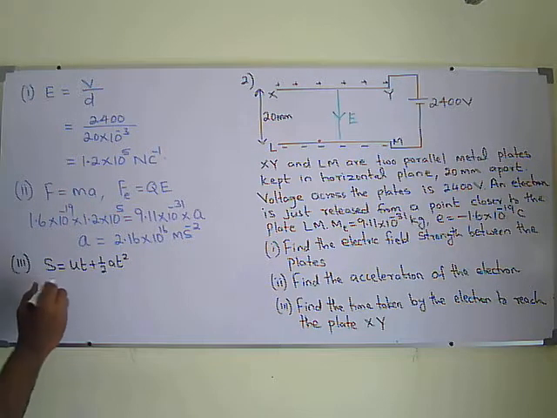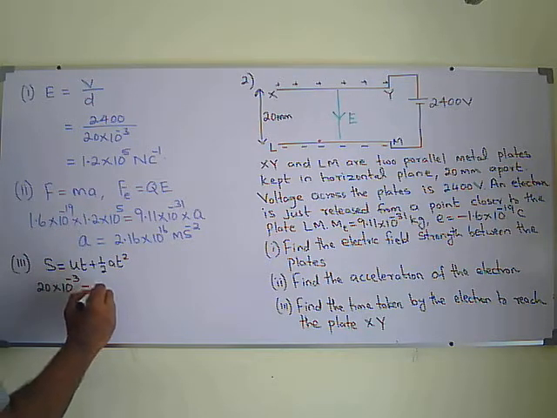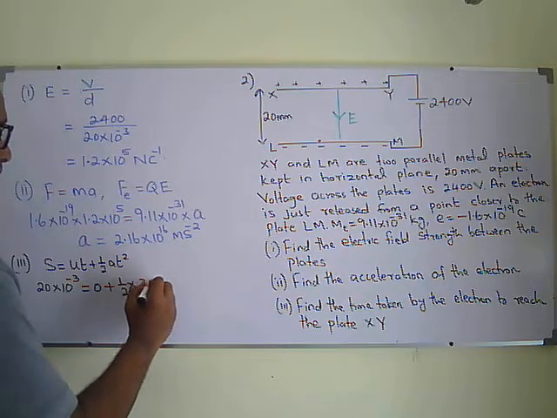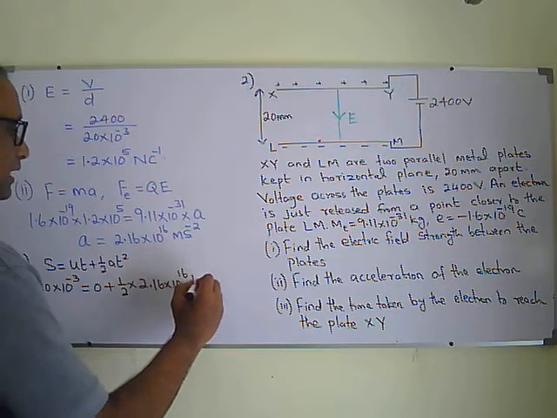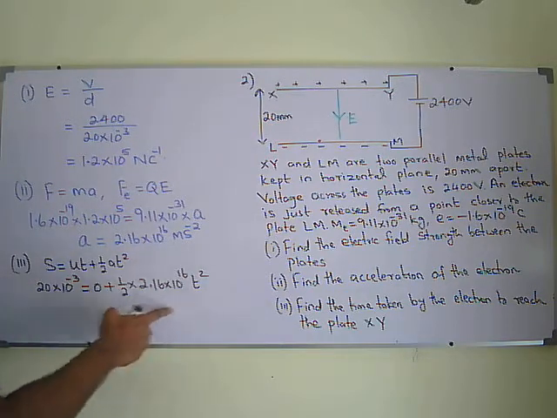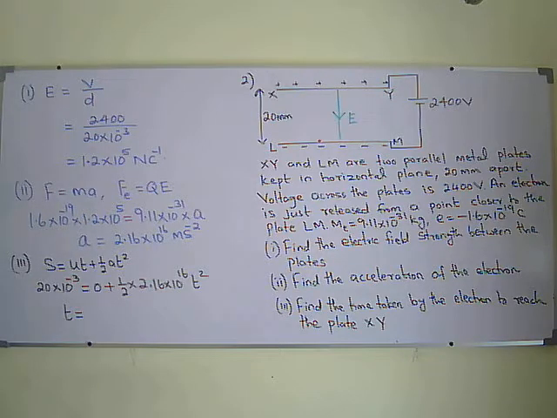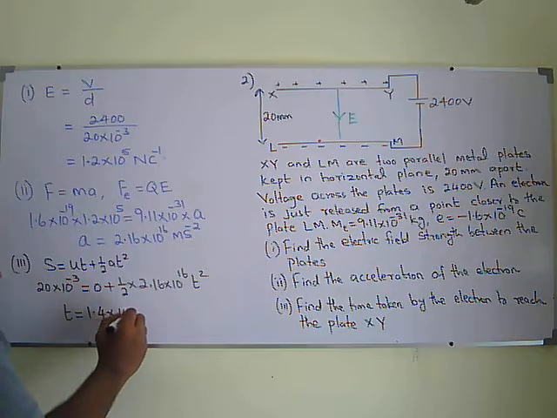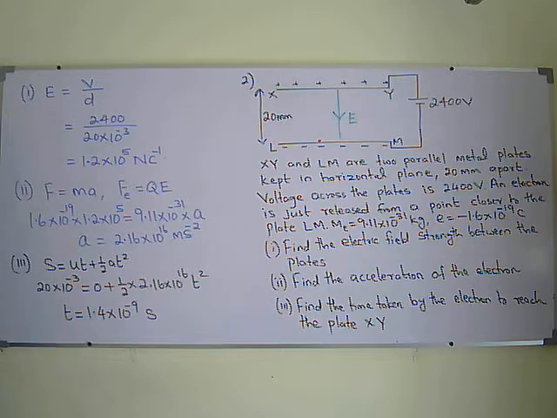So S is 20 millimeters, 20 × 10^-3. Initial speed is 0, and half into the acceleration, 2.16 × 10^16, times t squared. Solve it, and you will get the time taken to reach the plate XY from LM. That will be 1.4 × 10^-9, which is 1.4 nanoseconds.